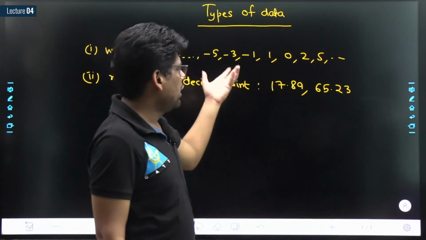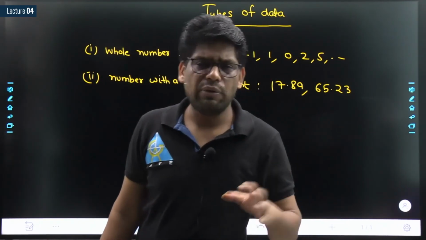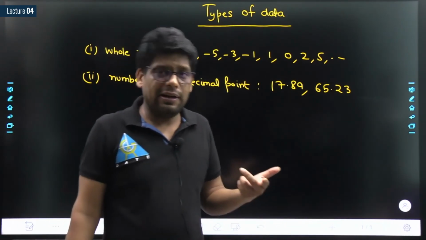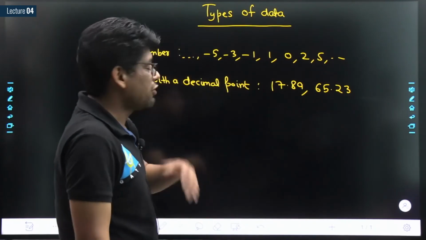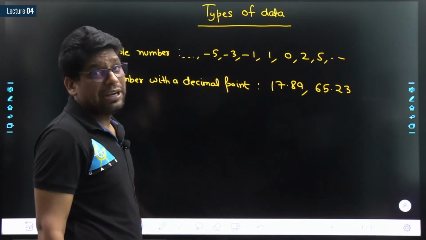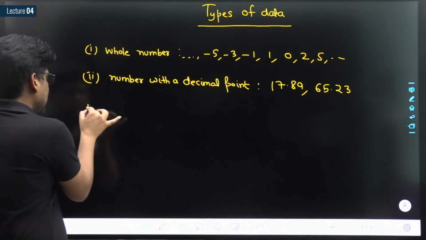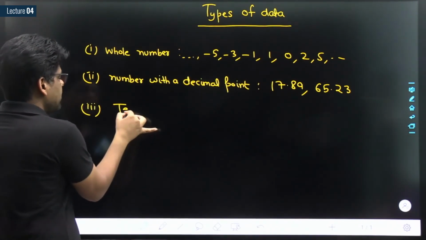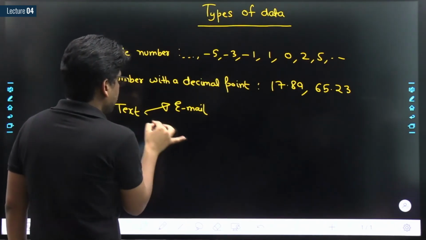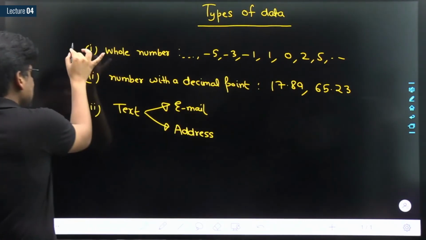Of course, sir, in real life whole numbers are used more frequently. For example, the age of a person is a whole number as of now; in terms of years, don't say 10.2 years. Again, a number with a decimal point, like the weight of a person. Data could also be text data. For example, we could have an email or an address. So this is in real life.